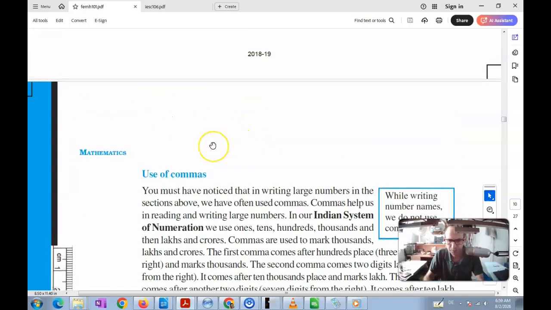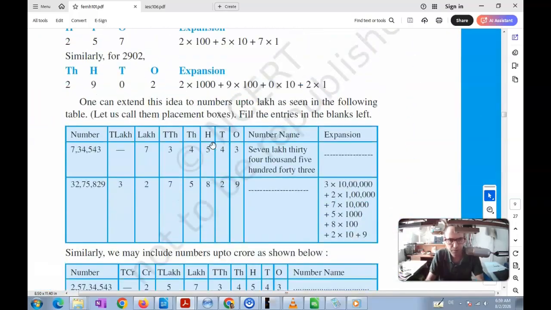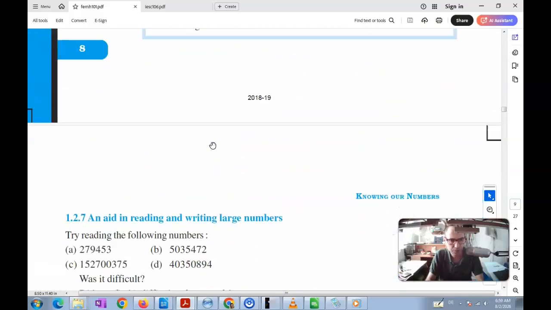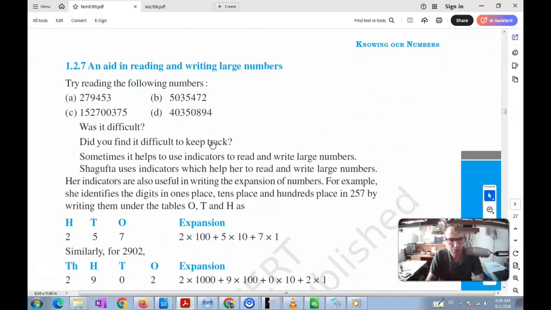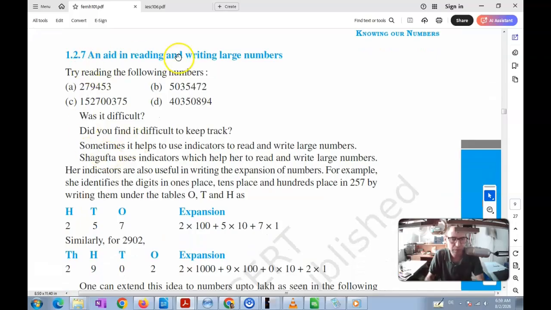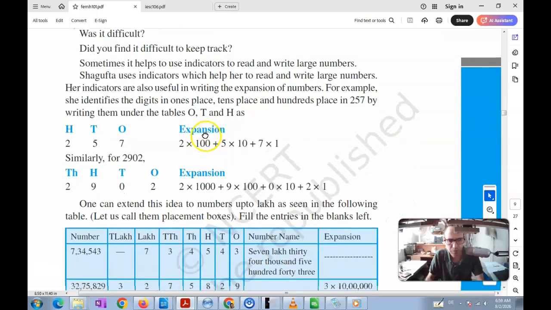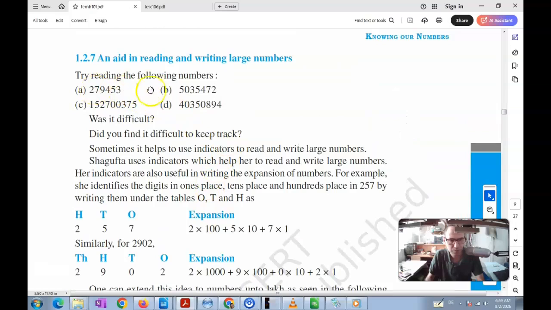Now in this video we were supposed to work on this section, which is an aid in reading and writing numbers. When a number gets a little bit long, meaning that there are many digits in the number, it's not easy to keep track of what is what in the number, so it's not easy to read it.